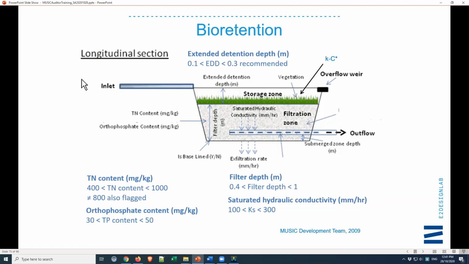Hydraulic conductivity: the CRC guidelines recommend a range of 100 to 300 mil an hour. Your design guidelines actually say less than 500, and then they recommend between 150 and 300. My recommendations are twofold. Firstly, that whatever you model should be less than what you actually design, to make allowance for some reduction in that conductivity due to clogging, due to compaction and uncertainty in the conductivity measurements themselves. And secondly, that you should try to avoid going too much towards the high end of that.